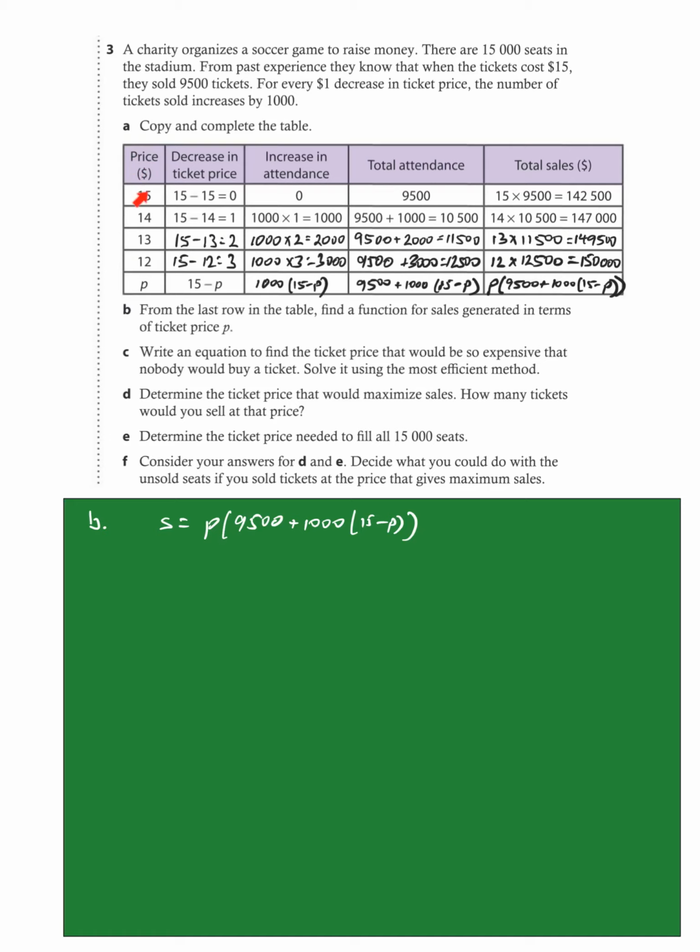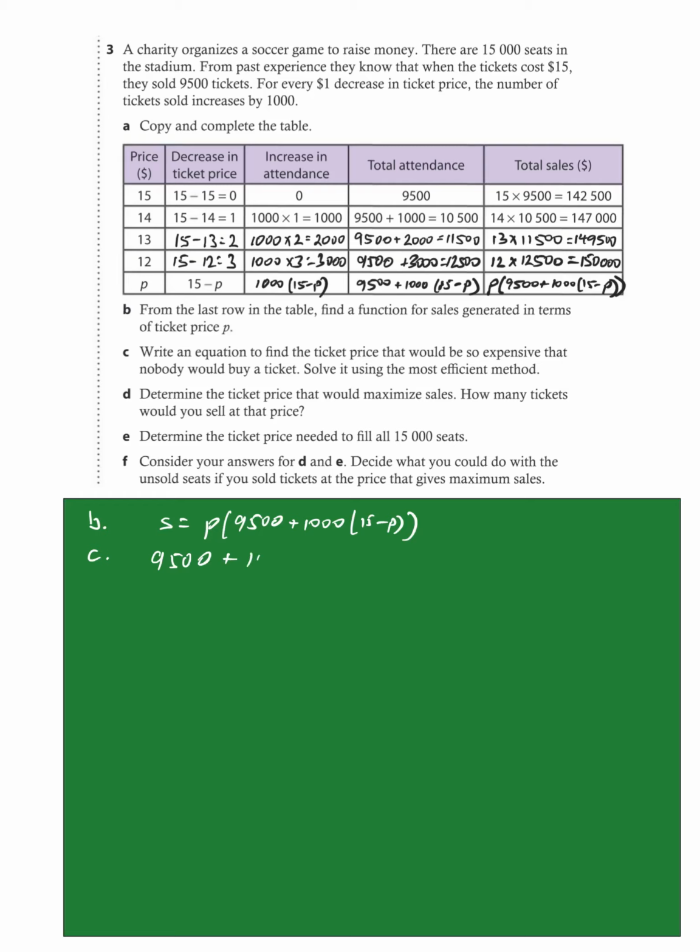If we add on $1, every dollar we add is going to be 1,000 people less. So we add on $1, that's 8,000. So what we want is this value to equal 0. When that 9,500 becomes 0, if we just solve for that, we should find an answer here. So why don't we do that? C.